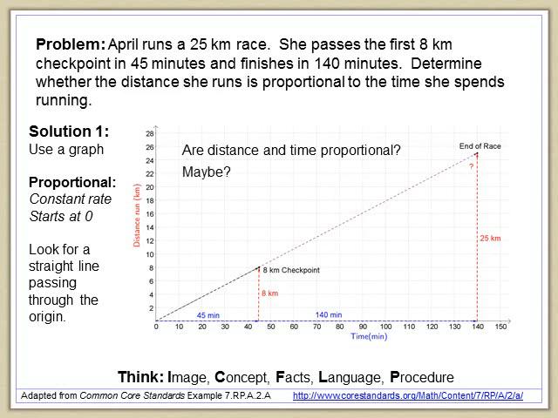And what we need to do to really determine this is take another approach that's more specific. So this particular situation, it's not really definitive whether or not the two are proportional. It depends on how accurately you've drawn the graph.